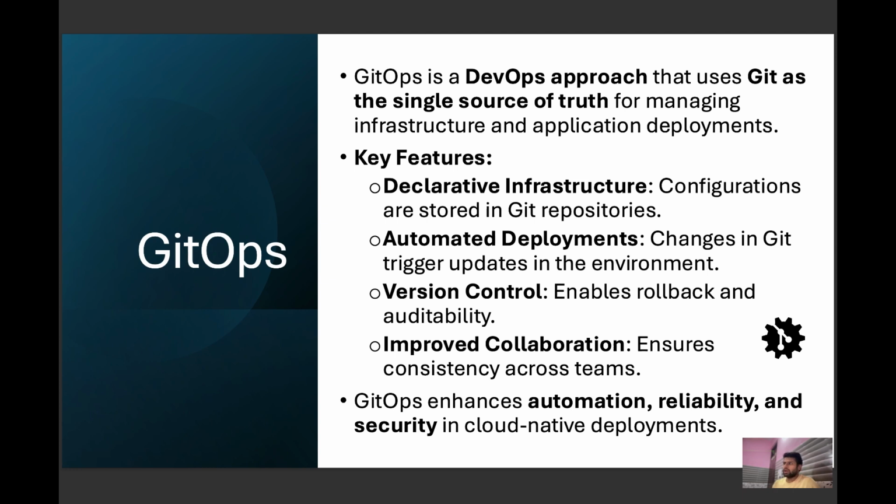When you are working with cloud based systems, the GitOps technique is a very new DevOps approach, which uses Git as a single source of truth. It means that your whole infrastructure is defined with Git. By using the GitOps technique, you can enhance the automation, reliability, and security of your cloud native applications.